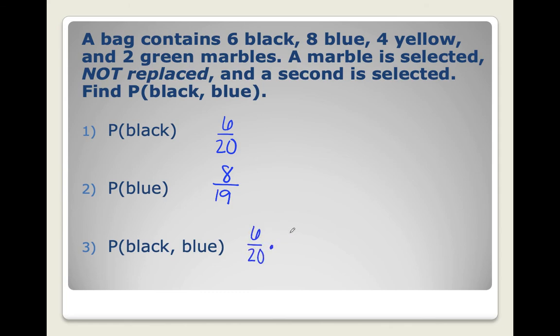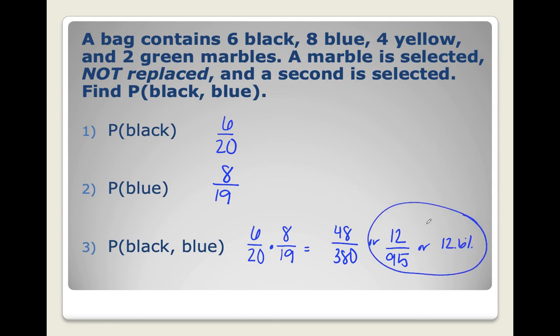Finally, to find the probability of picking a black and then picking a blue, we would multiply those two probabilities together, which gives us a compound probability of 48 out of, this time, only 380 possibilities. This is a slightly greater probability, since when you take a marble out of the bag, it actually increases your chance of picking the color blue, especially if I've eliminated one of the black marbles. So this is 12 out of 95 in simplest form, or about a 12.6% chance if I write that as a percent.